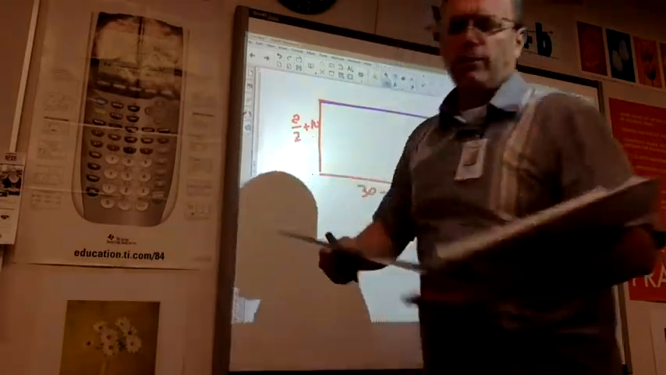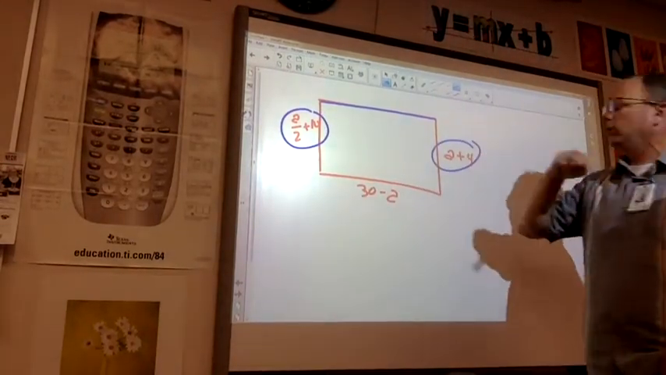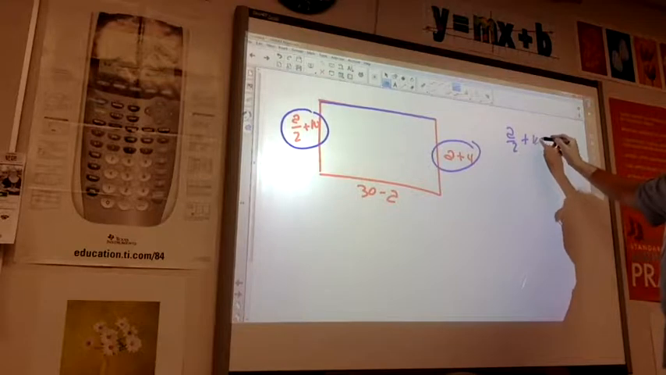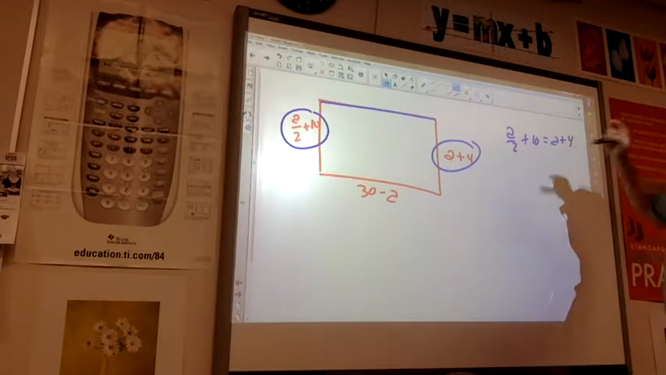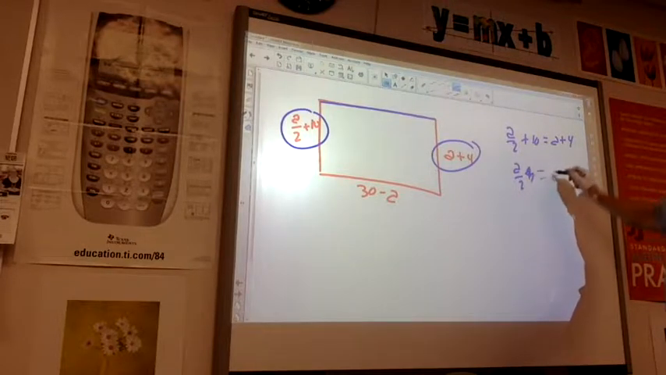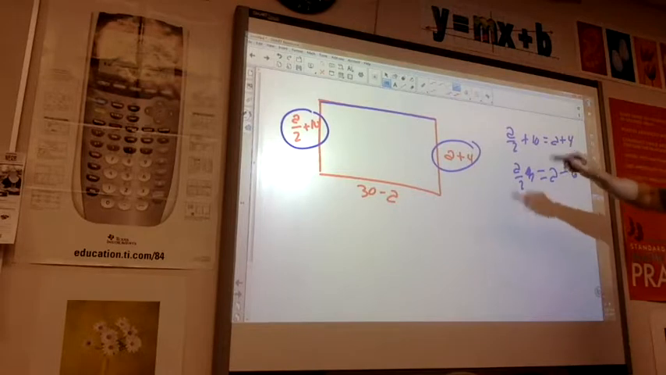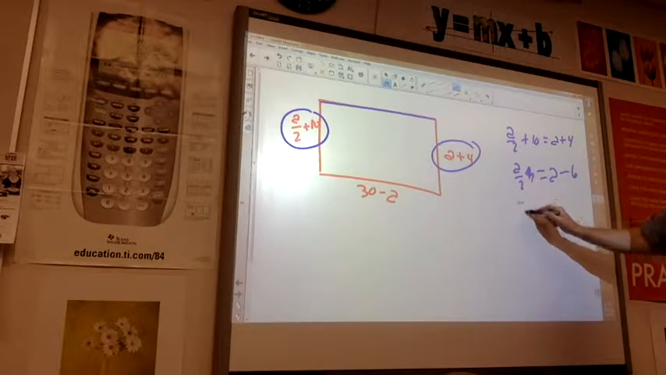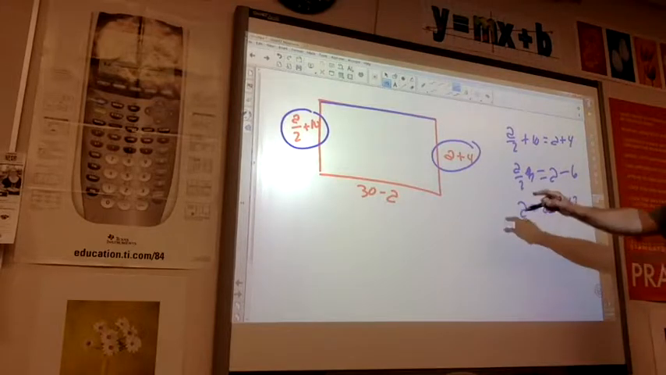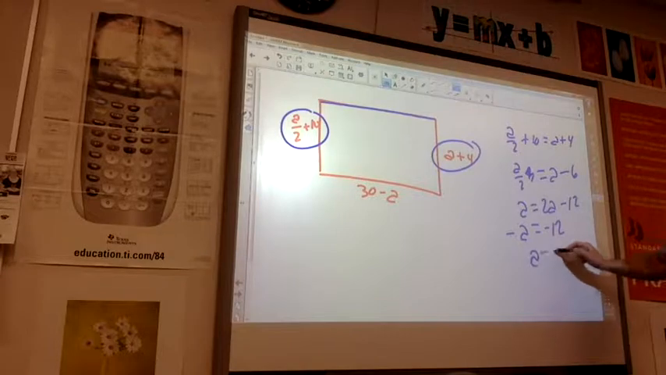All right. Being it's a rectangle, you would know that this and this have to be equal to each other. Agree? So I have A over 2 plus 10 equals A plus 4. I'll move that over. A minus 6. Is that right? Multiply everything by 2. So I get A equals 2A minus 12. Move this over, I get negative A equals negative 12. So my A value is 12.